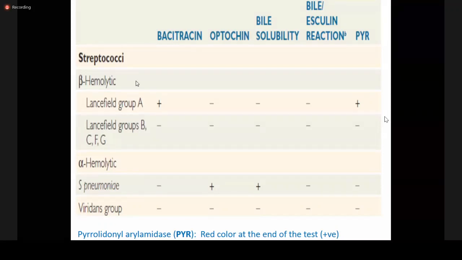How do I differentiate between these groups and Streptococcus pneumoniae? Streptococcus pneumoniae is optochin sensitive and bile soluble. Bile solubility test positive. While group A and group B are optochin resistant and not bile soluble, right? Streptococcus viridans, which is present in the mouth, all of them are negative. The other two tests are more detailed, so we will leave them for the moment.